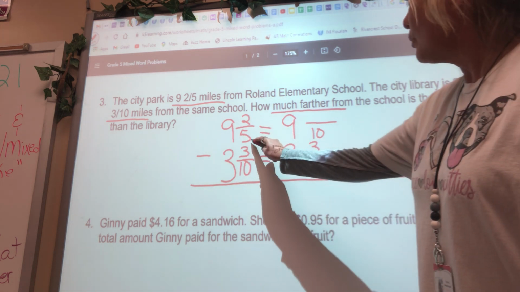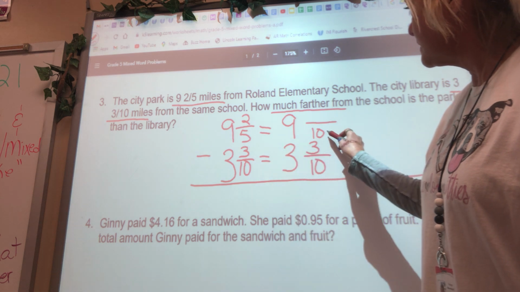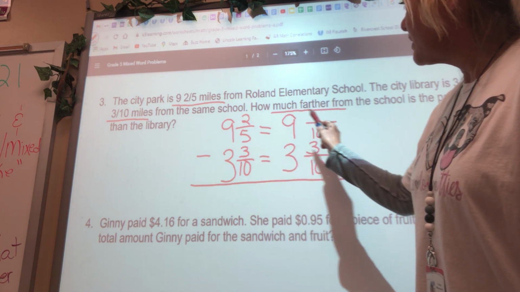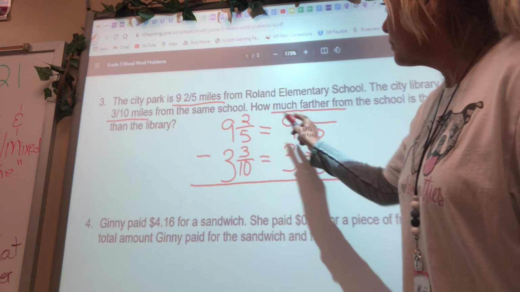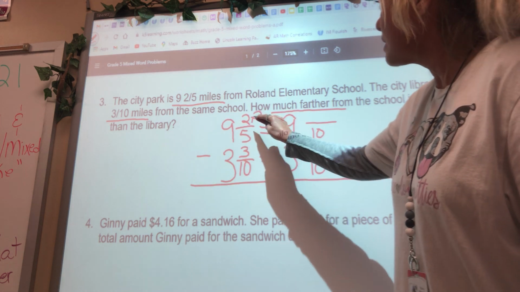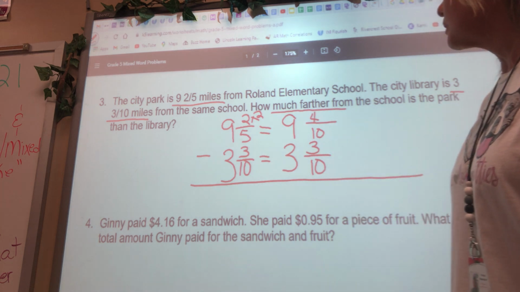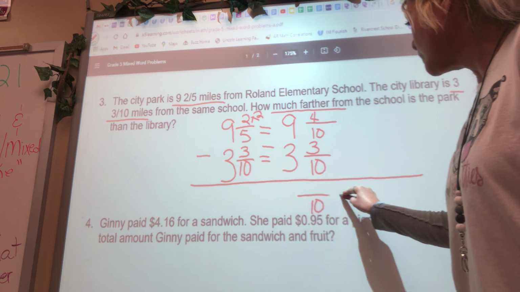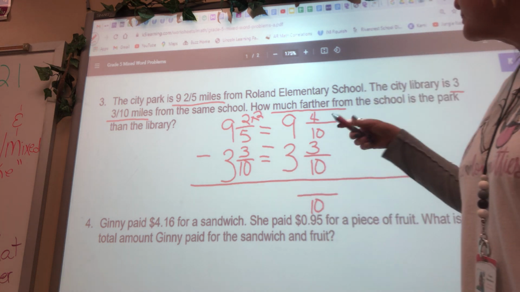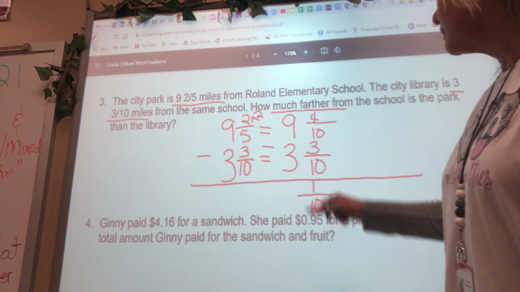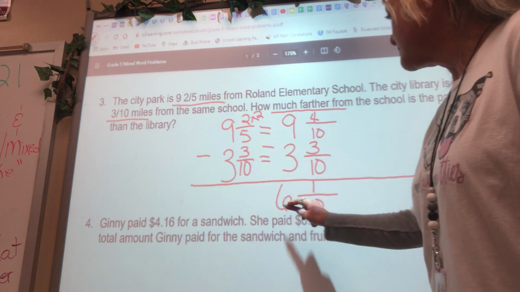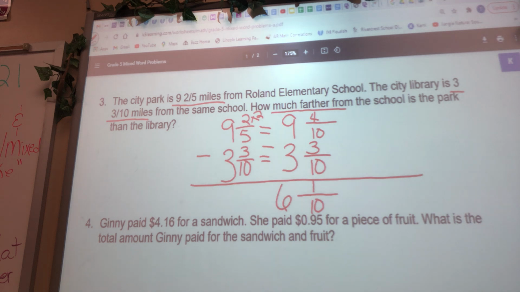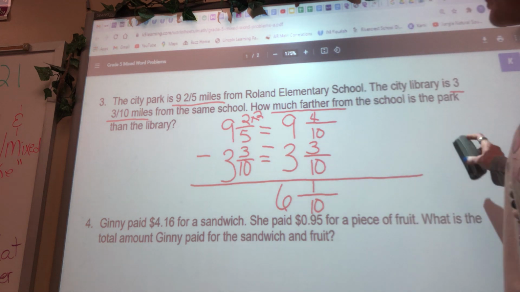But this one, what would I have to do to 5 to get a 10? I would have had to multiply that by 2, wouldn't I? And if I did that on the bottom, I also would have to do it on top. So 2 times 2 is 4. Okay, and now I can subtract. We bring that denominator on down. That's why we got it in common, because we're going to keep it. 4 minus 3 is 1. 9 minus 3 is 6. So it's 6 1/10 miles farther between the school and the park and the library and the park.